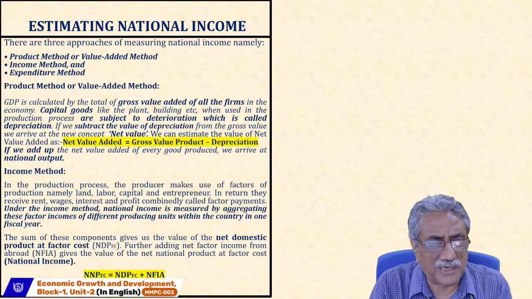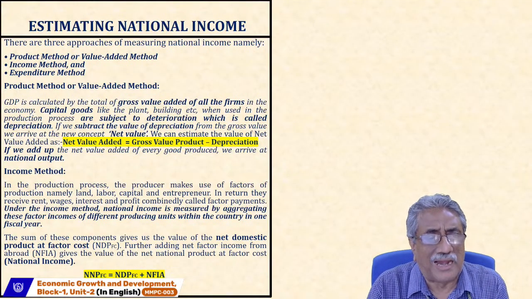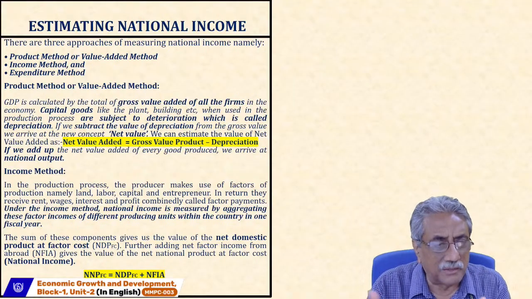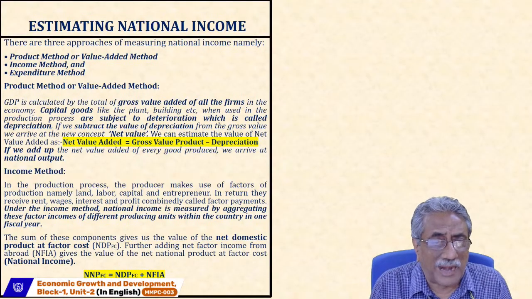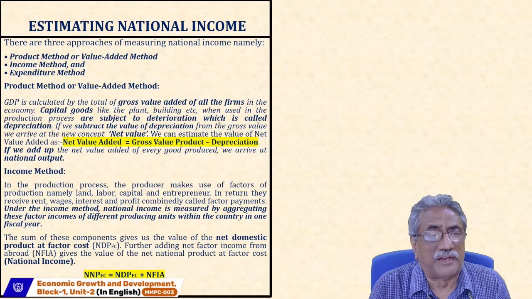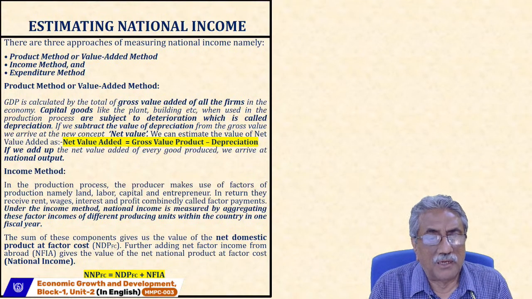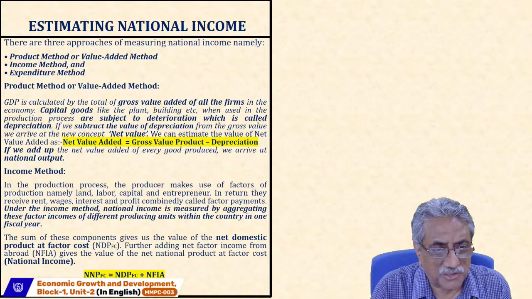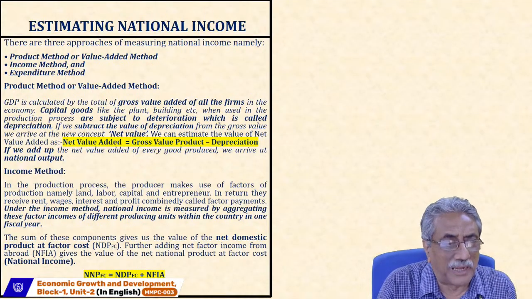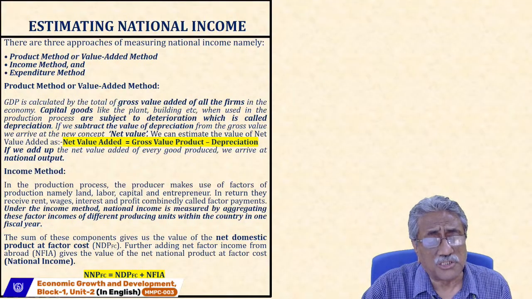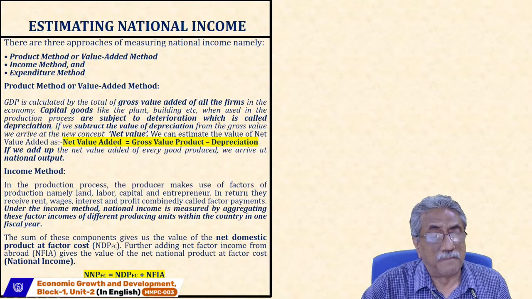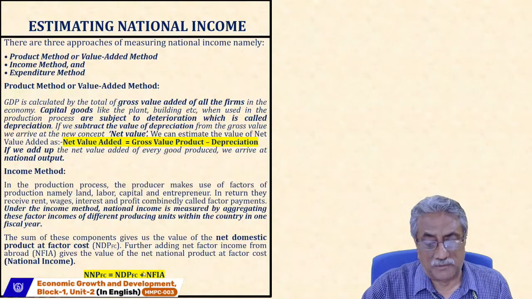Second, in the income method, you take the income of everybody: land, labor, capital, entrepreneur, the rent, the wage, the interest, and the profit, and etc. If you add it up, you are aggregating all factor incomes of different producing units within the country, and you are getting net domestic product at factor cost. Add with that the income that has come from foreign, and you get the national income. So net national income at factor cost is equal to net domestic product at factor cost plus net foreign income. This is the income method.